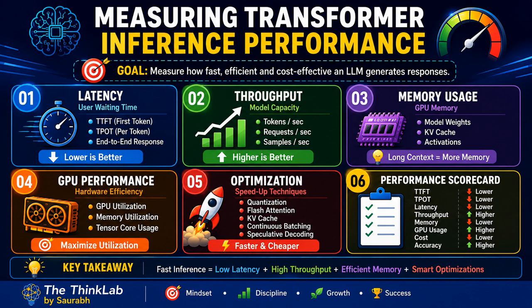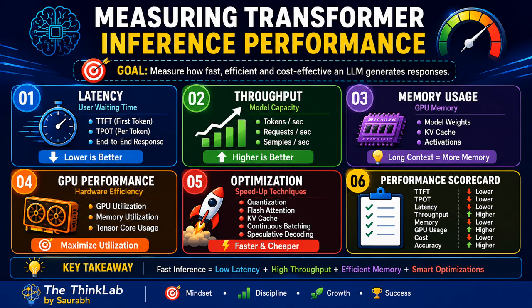Latency has three important measurements. The first one is time to first token, which we call TTFT. It measures the time from sending the prompt until the first generated token appears. If the first token appears quickly, the application feels very responsive. Even if the full answer takes longer, the user feels the system is fast.